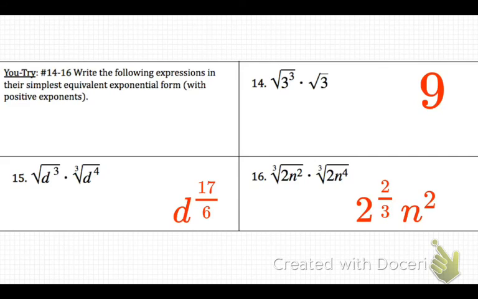Okay, on number 16, if you tried the method that I showed you and you got 4 to the 1/3 power, that is also correct. Okay, number 14 is 9. I showed you most of the work for that. Number 15, you need to find a common denominator, which is 6.